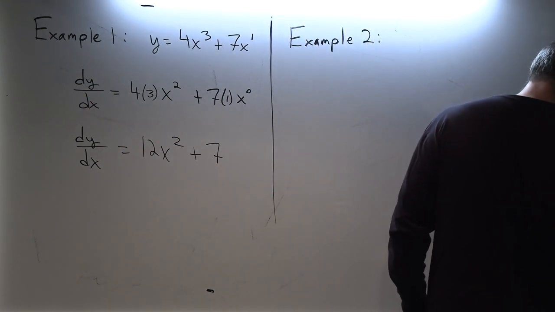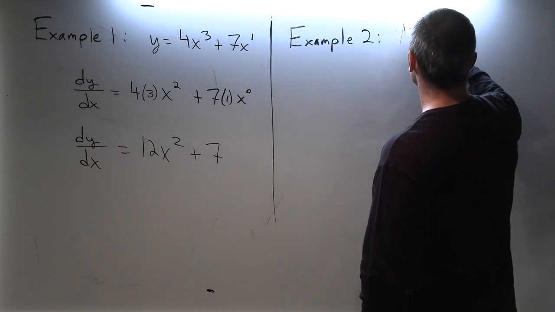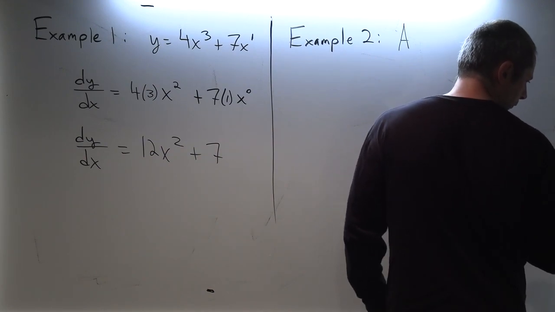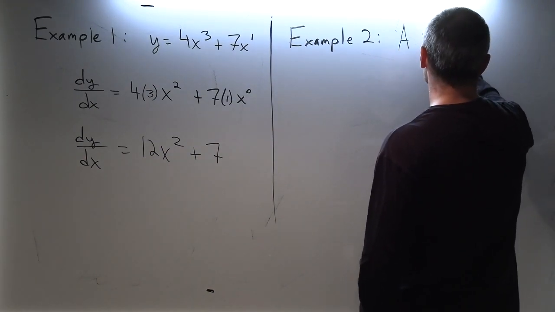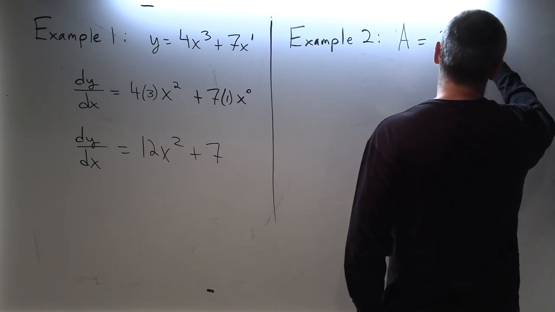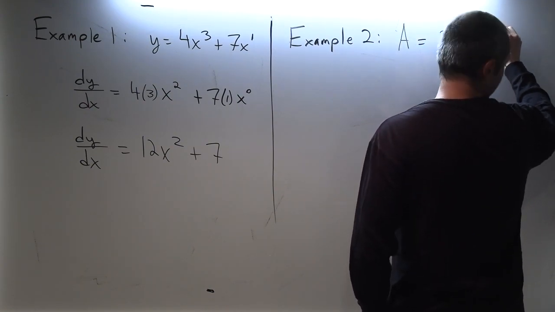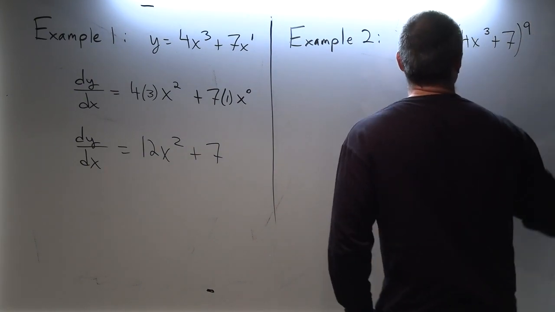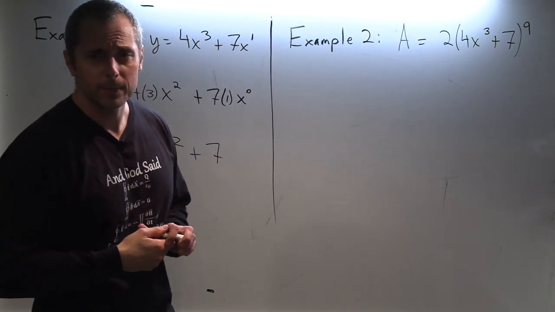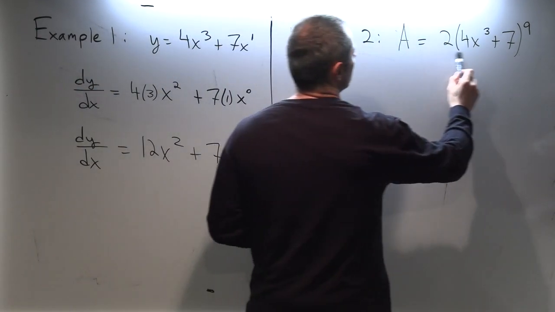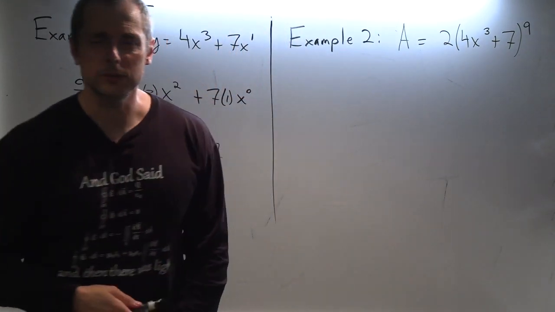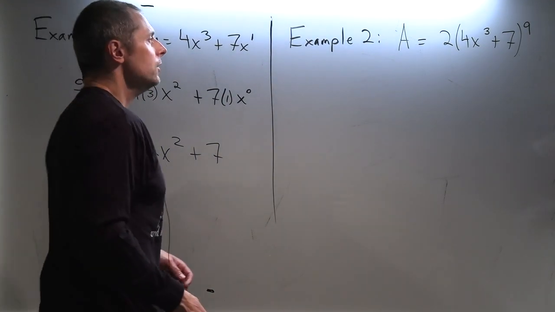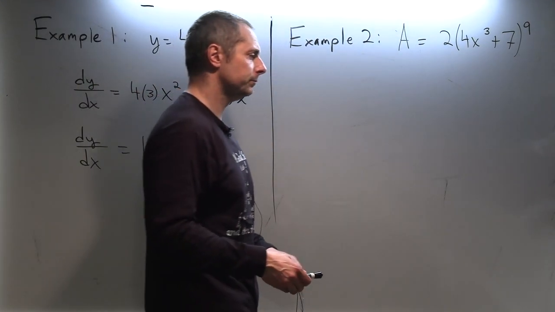Okay, example 2. Let's say our function is a this time, not y. We could call it whatever we want. Now you see we've got a function inside of a function. Okay, so we have to use the chain rule here.